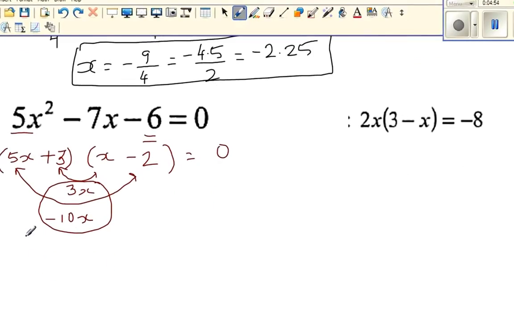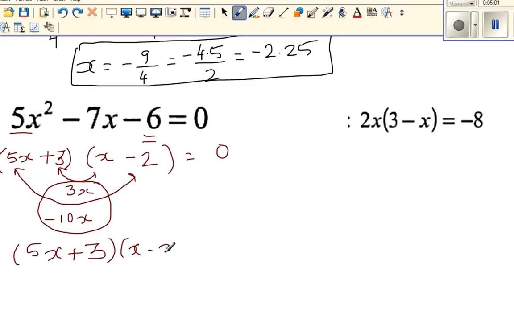So I'll rewrite this. So this is 5x plus 3 times x minus 2 is equal to 0, just like that. So now this is a quadratic equation.